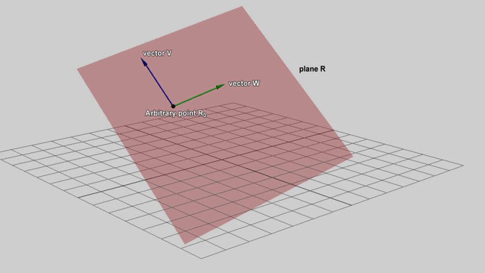Topic: describing a plane with a point and two vectors lying on it.